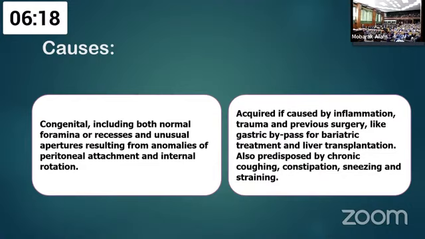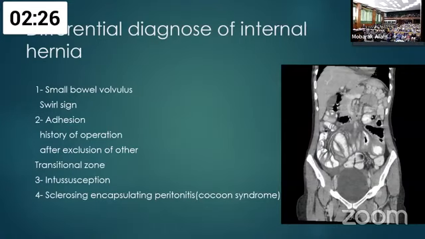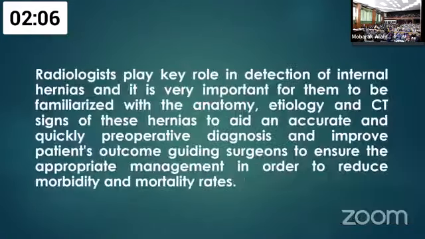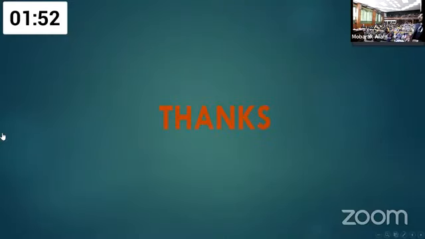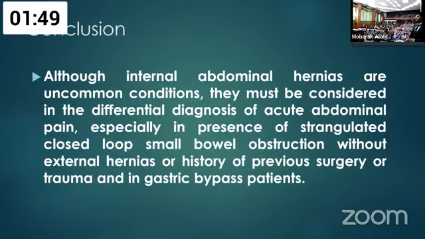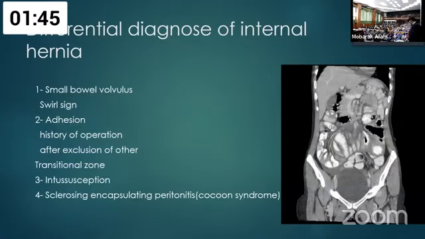Differential diagnosis of internal hernia includes small bowel volvulus, which has a whorling appearance; adhesions, diagnosed by exclusion of the others, history of operation, and presence of a transition zone between dilated and collapsed bowel segments; intussusception, invagination of bowel into each other; and sclerosing encapsulating peritonitis, or what is called cocoon syndrome, in which there is accumulation of bowel surrounded by a fibrous capsule, usually post-inflammatory, post-trauma, or post-VP shunt.